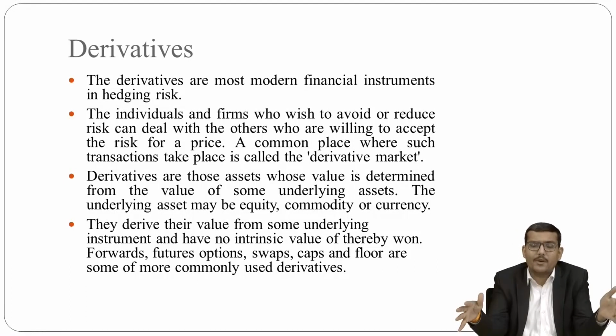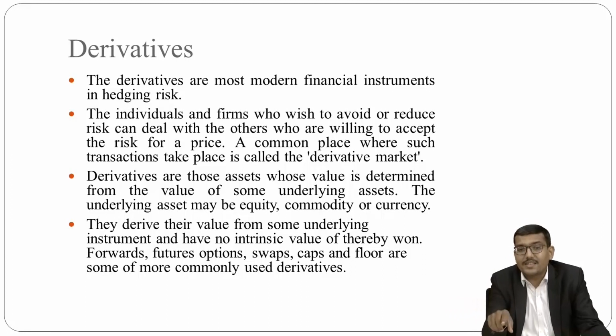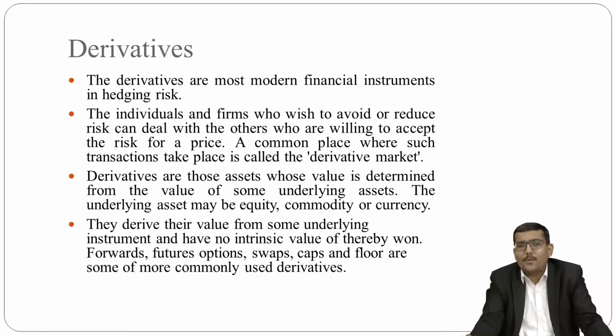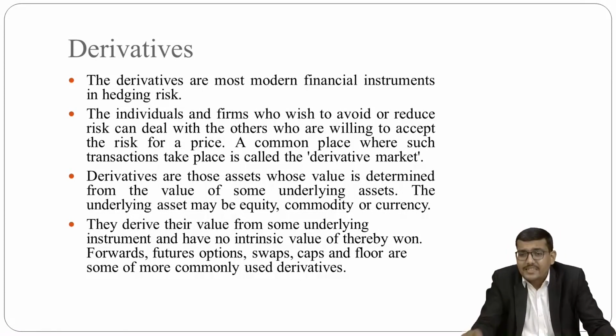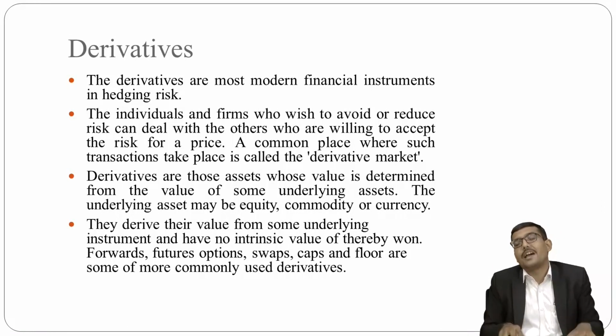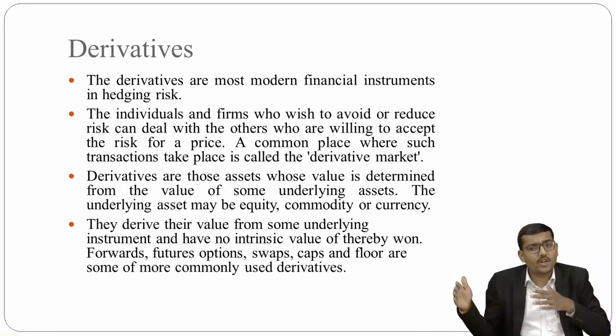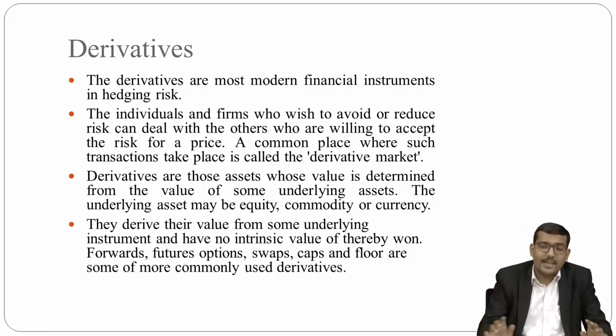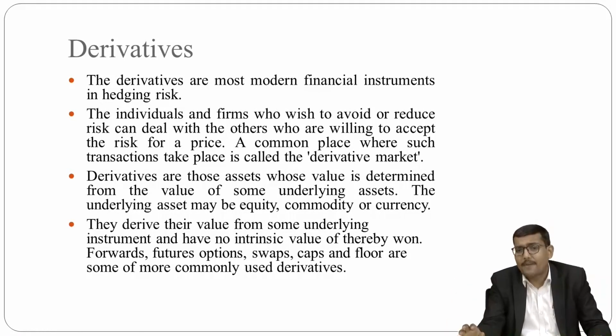So in layman language, my dear friends, we can say that derivatives are those assets whose value is determined from the value of some underlying asset. The underlying asset may be equity, commodity or currency. So derivatives derive their value from some underlying instrument and have no intrinsic value of their own. In that, forward, future, option, swap, caps and floors are some of the more commonly used derivatives.